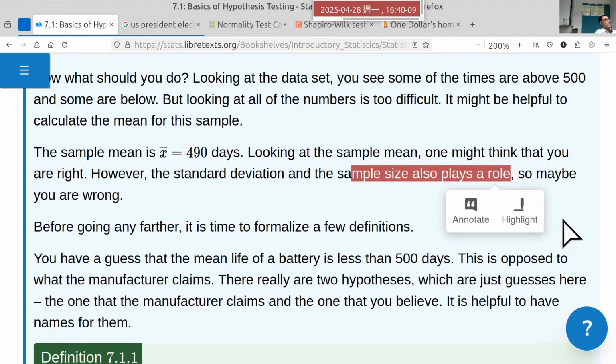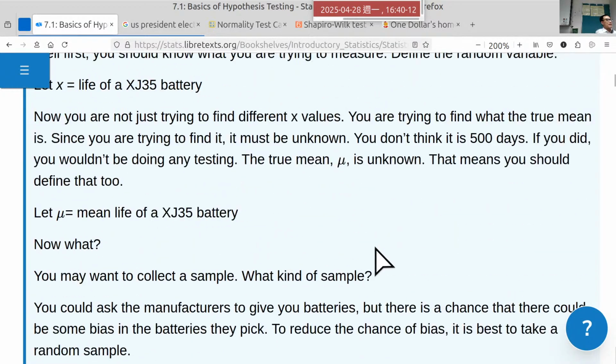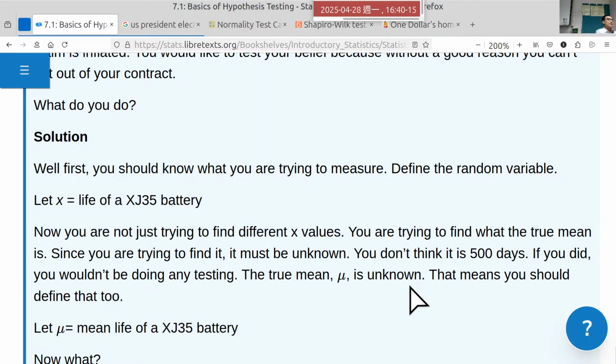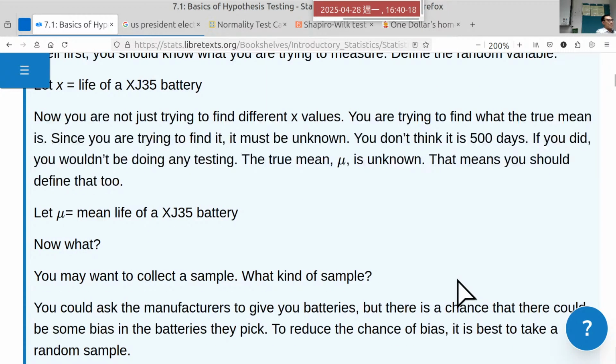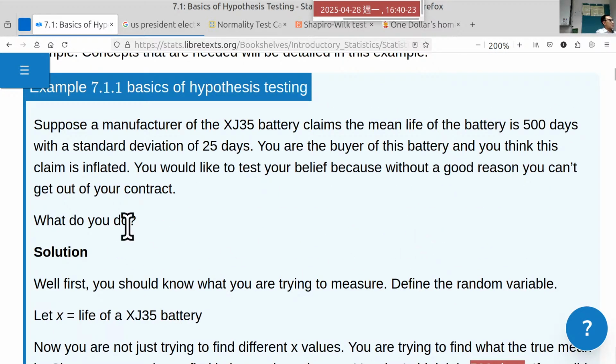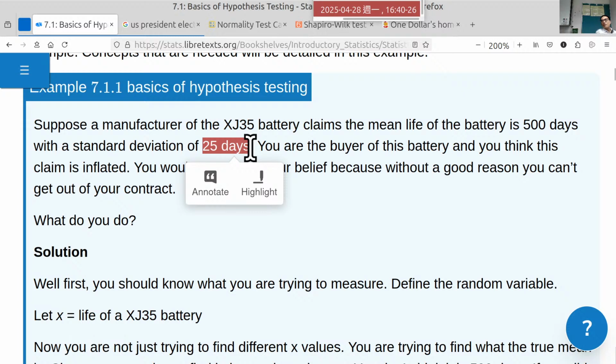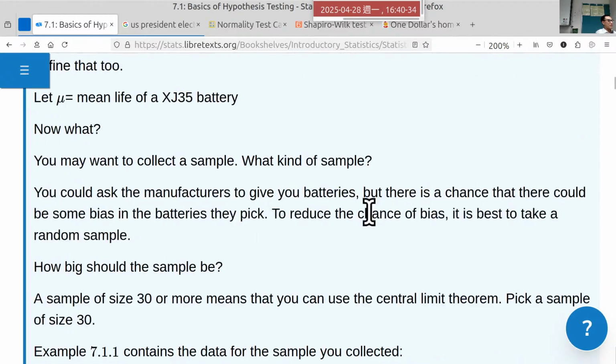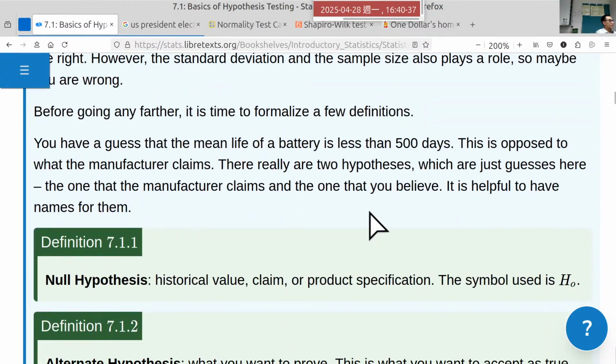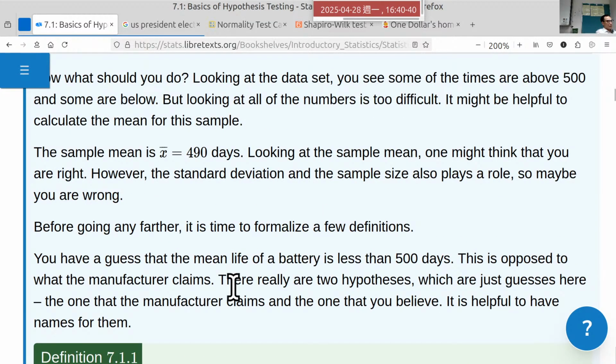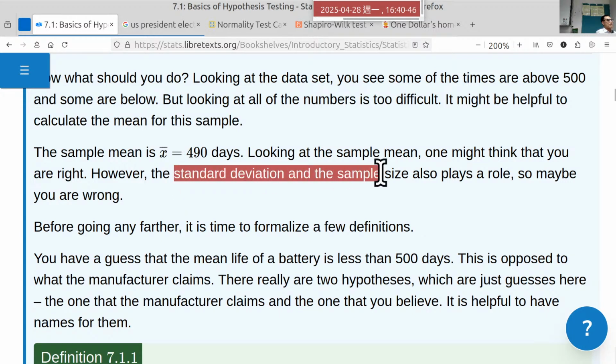Okay. Again, let's review the question. The manufacturer claimed the battery life is 500 days, and the standard deviation of that is 25 days. It means for the whole population, 500 plus minus 25 days can cover 68% of the items. But besides the means, the standard deviation and sample size are also important.